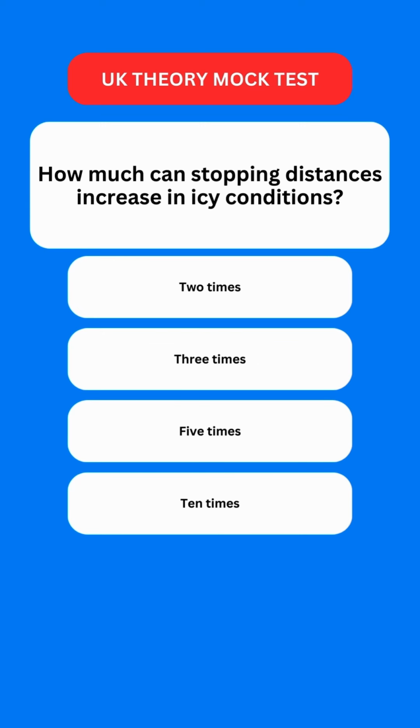Next question is, how much can stopping distances increase in icy conditions? Options are 2 times, 3 times, 5 times, or 10 times.